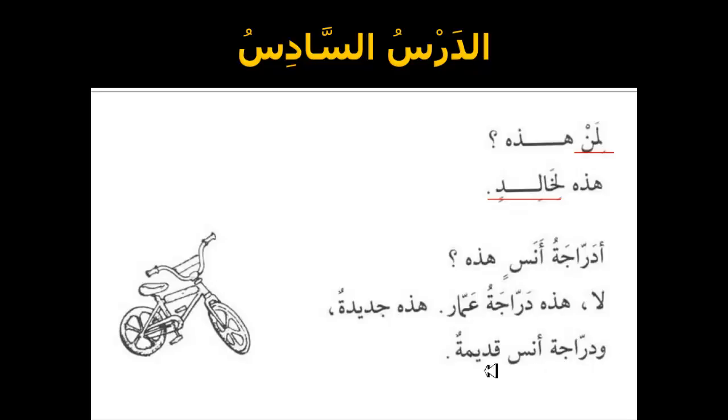Wa darajatu Anasin qadimatun. Here we have a jumla, a nominal sentence with the mudaf ilayh. This is the subject, the predicate, and what follows the khabar is the sifa, or the adjective, qadimatun. This is old, and since the subject is feminine and we're talking about the bicycle, what follows the subject, the khabar, must also be feminine. And okay, that's next.